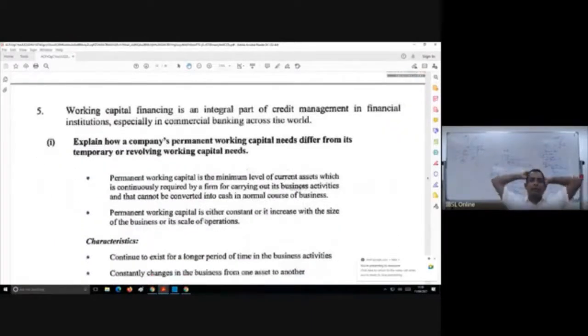Explain how companies' permanent working capital needs differ from its temporary. Permanent working capital is the minimum level of current assets which is continuously required by a firm for carrying out its business activities, and that cannot be converted into cash in normal course of the business because it is always there. If you are stopping, you can sell that part and convert to cash. You can collect everything and stop your business. So it is not permanent course of business. Permanent working capital is either constant or it increases with the size of the business or its scale of operation. That's what I showed you in the graph.